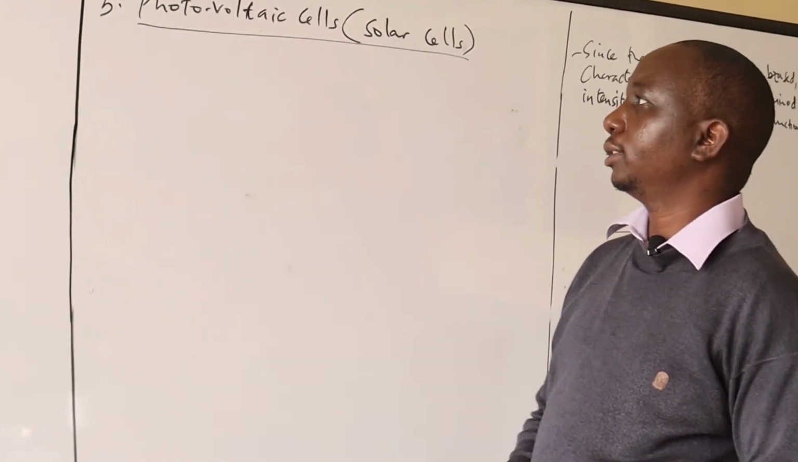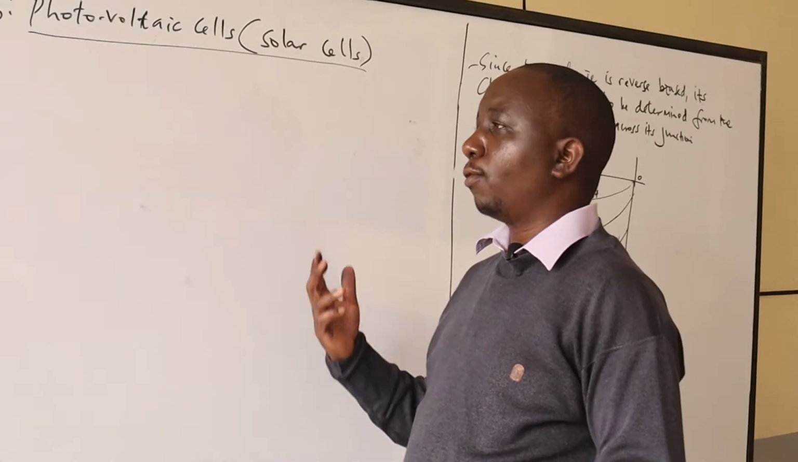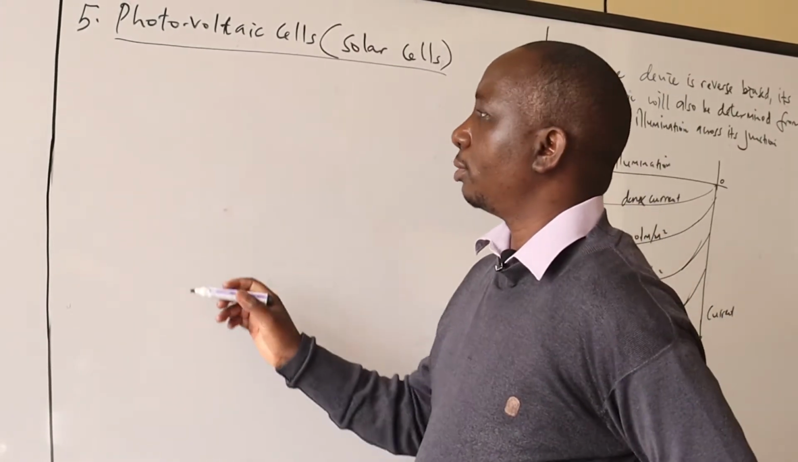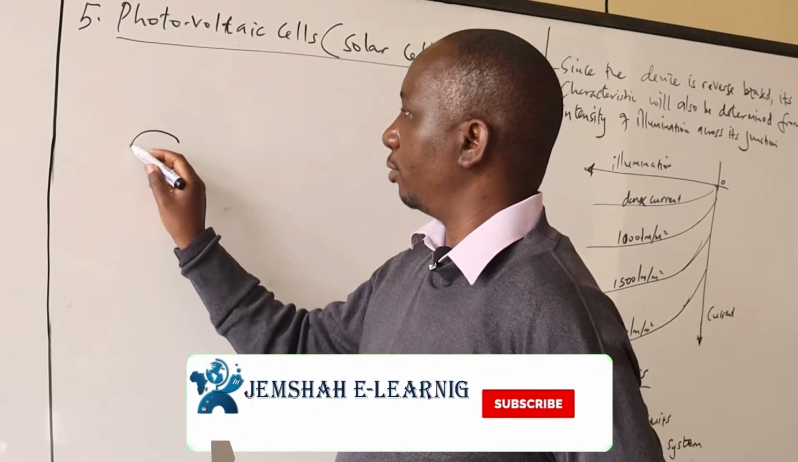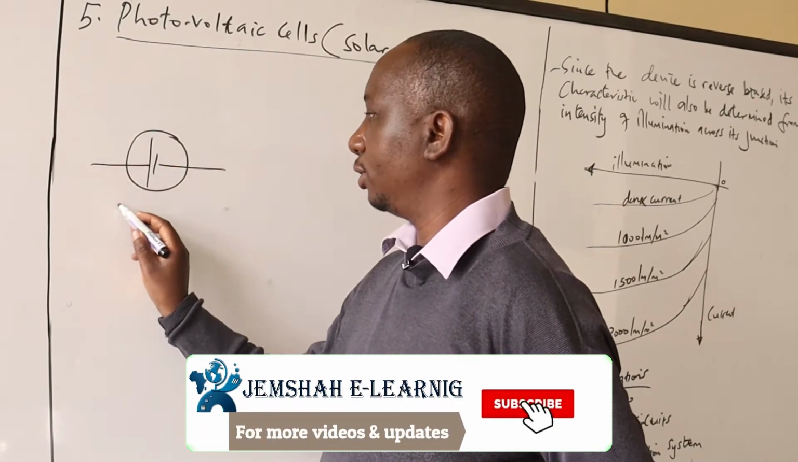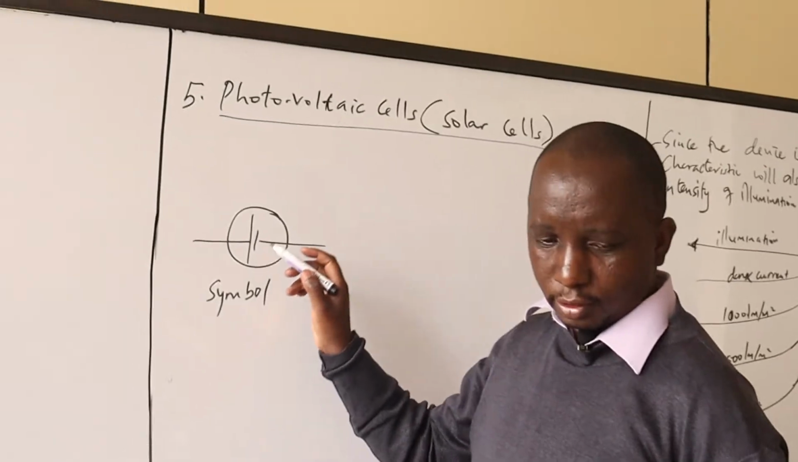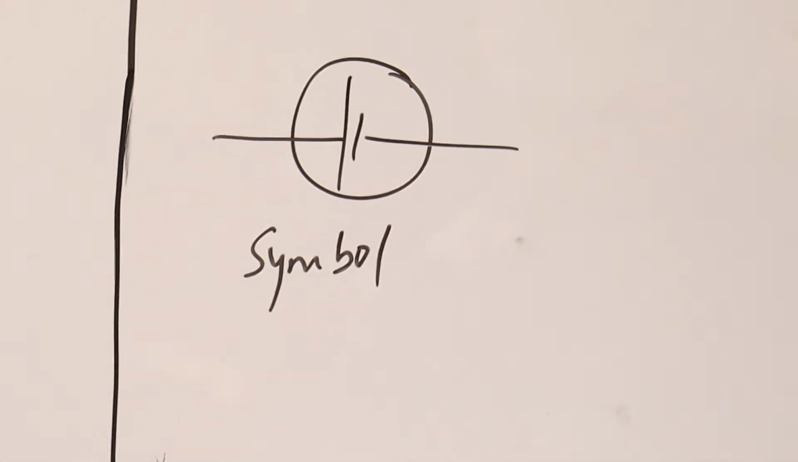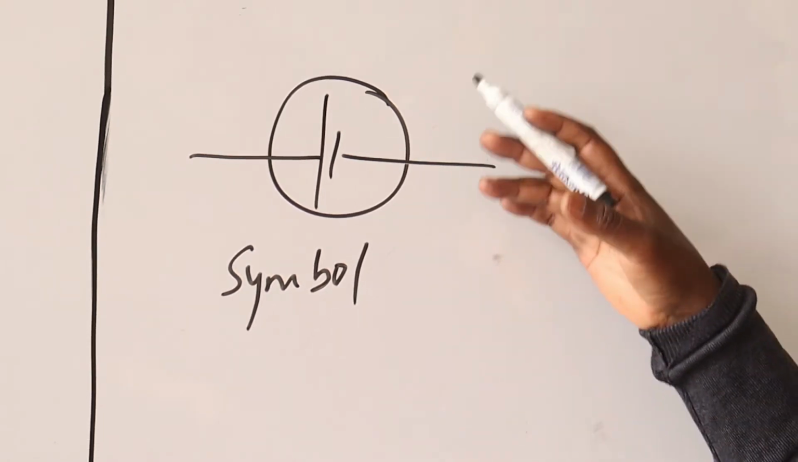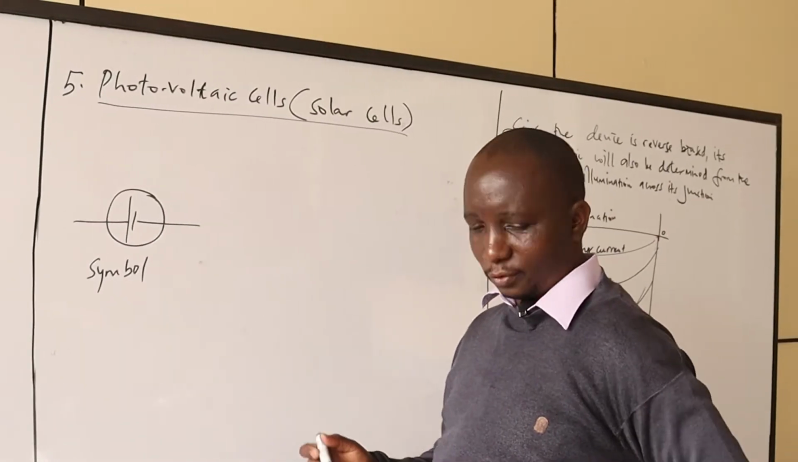We have the solar cells and the solar panels where they're used. So we want to understand how these solar panels work. We are also going to talk about the construction of it and the symbol. Anytime we talk of this, you need to understand how the symbol appears. So this is the symbol of the solar cell. In this case, there are no lights drawn on it. Take note, there are no lights drawn on it.